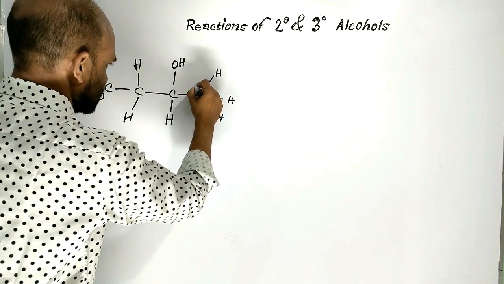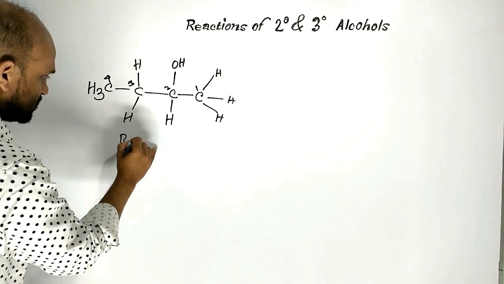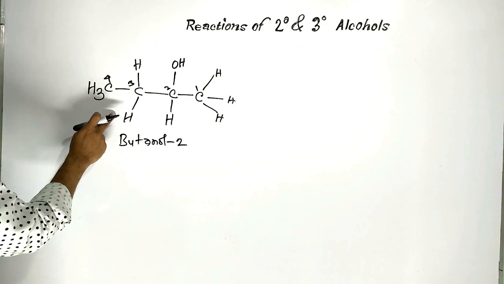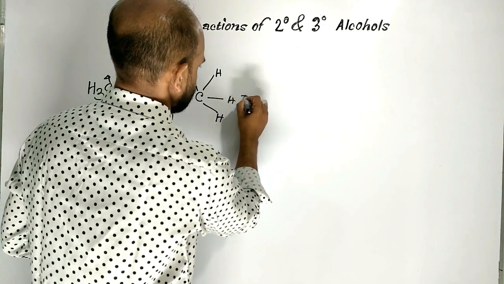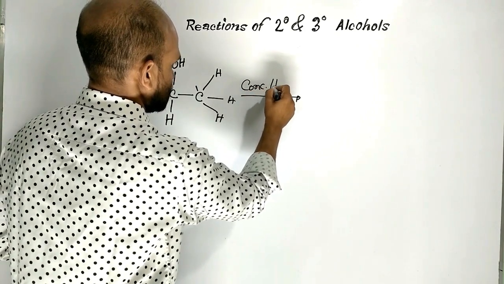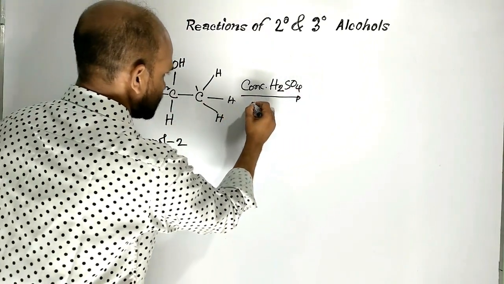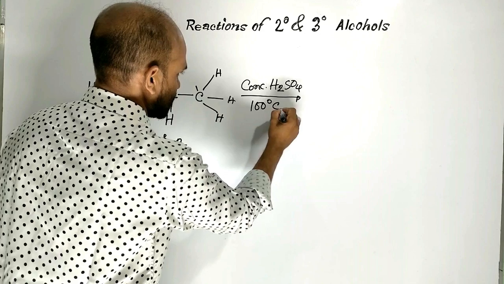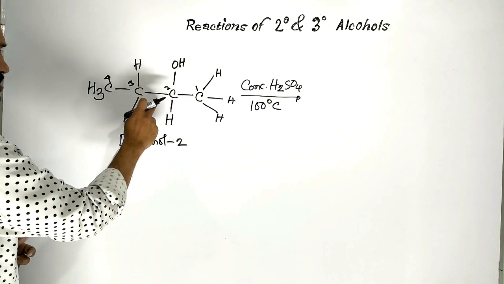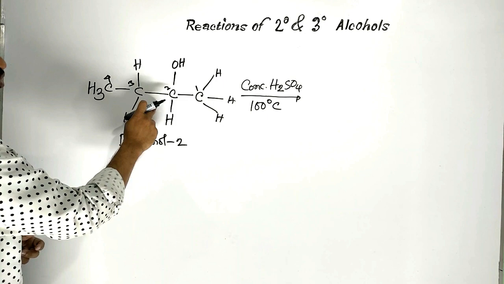Its name is 1, 2, 3, 4. Butanol 2 or 2-butanol. When this is treated with concentrated sulfuric acid and the reaction is heated at 100 degrees Celsius temperature, then sulfuric acid brings out water from this alcohol, and it occurs in 2 ways.